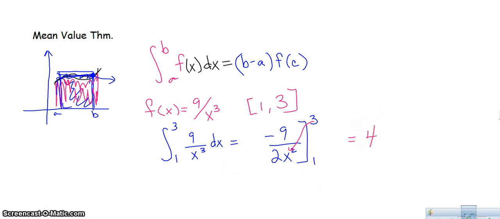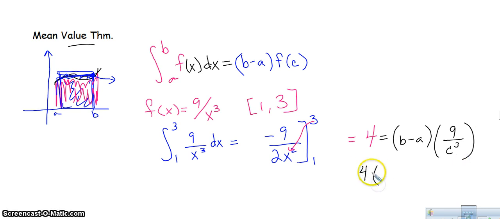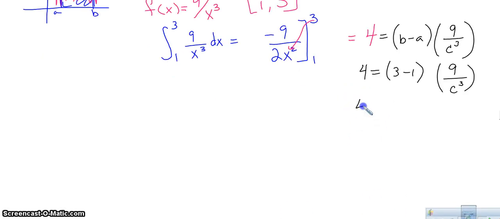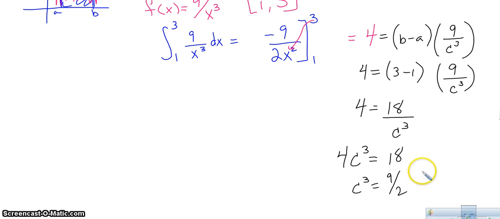So what I'm going to do is show you that the mean value theorem has to hold true. That 4 has to equal b minus a times the function evaluated at some c. So I'm just going to use c cubed here. So 4 equals b minus a, so 3 minus 1, times my function at some number c. Then you just do some algebra, and you get 4 equals 18 over c cubed. So 4c cubed equals 18, so c cubed would equal 9 halves. And then you take the cube root of 9 halves, and that is where the height of the rectangle would be.